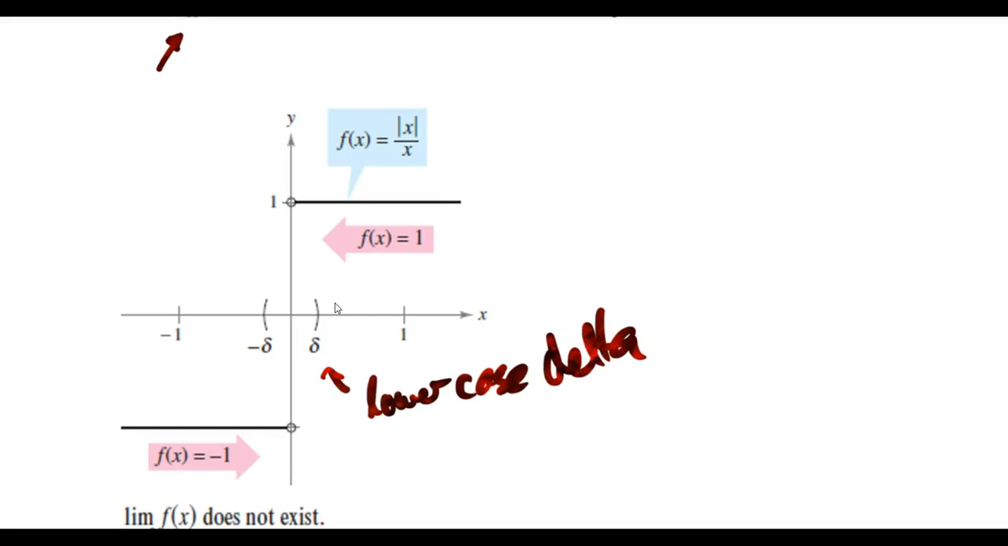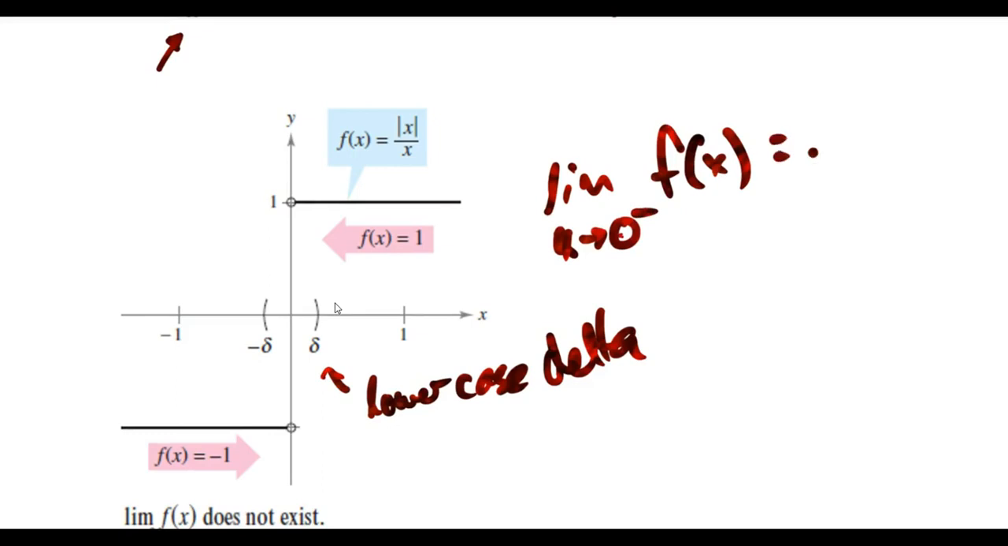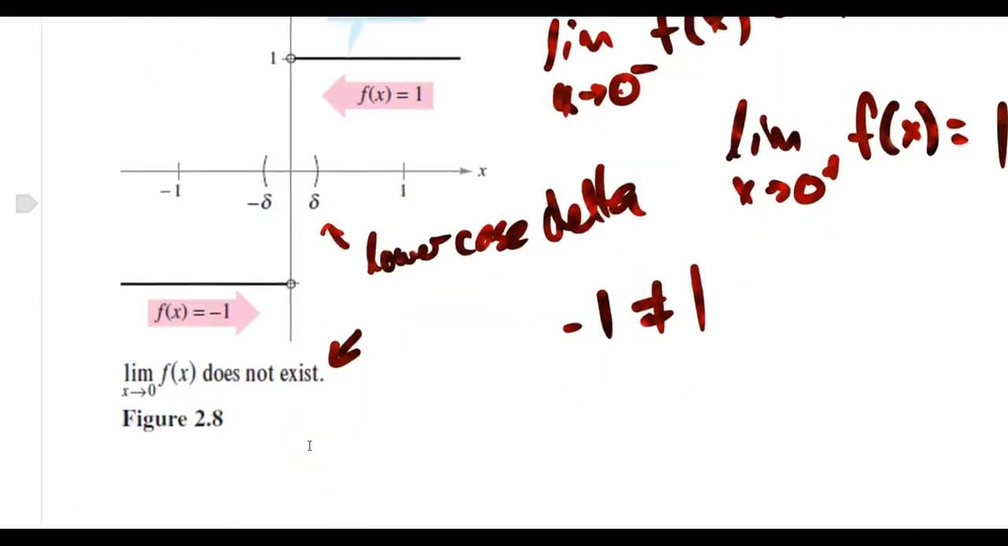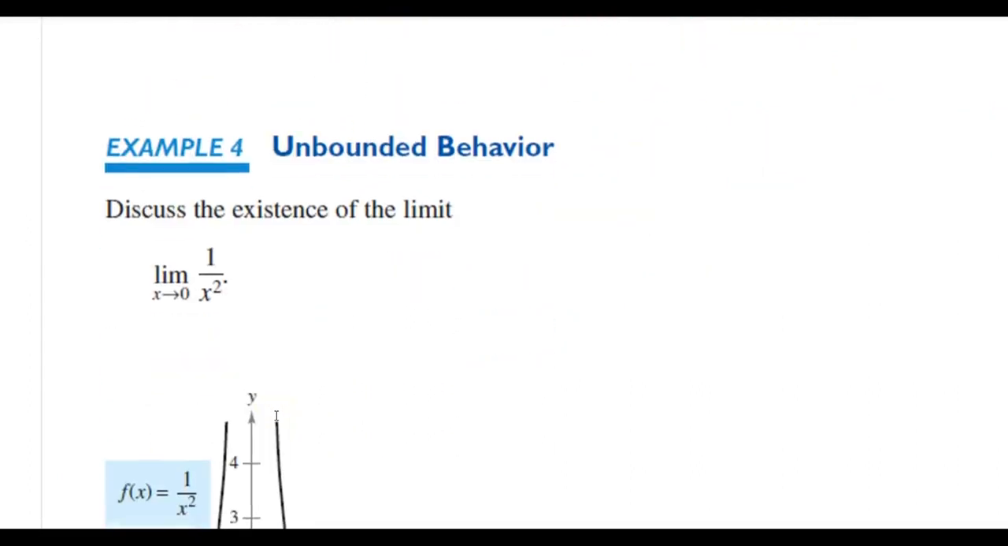But what we do have is that as x approaches 0 of this function, the absolute value of x over x, when we're coming from the left, we're getting negative 1. When we're coming from the right, we're getting positive 1. And since negative 1 is not equal to positive 1, those are not the same number, so our limit does not exist. What about this?